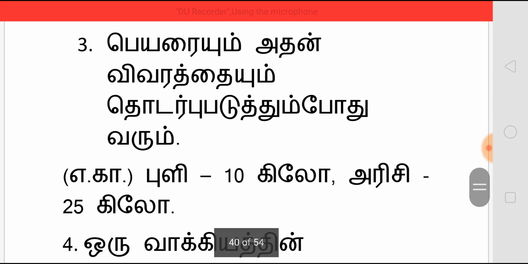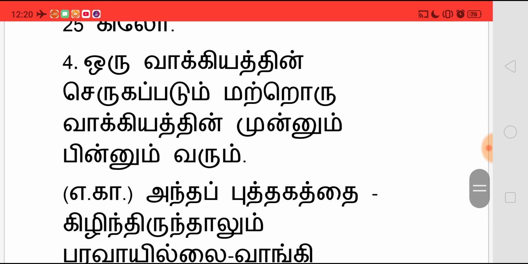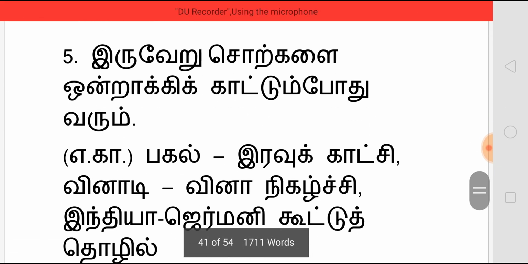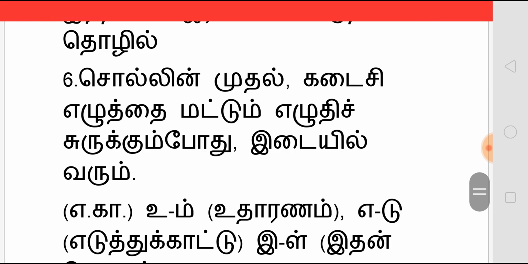And when we are informing the name and information regarding that, also we use it like puli 10 kilo, arisi 25 kilo. And after one sentence, in between, if another sentence is inserted in that, or if it's coming before and after that. For example, அந்த புத்தகத்தை கிழிந்திருந்தாலும் பரவாயில்லை வாங்கிவிடுங்கள். Even if that book is torn, buy it. That time we will use this symbol. And when we are going to show 2 words as one, பகல் இரவு காட்சி, வினாடி வினா நிகழ்ச்சி, இந்தியா ஜெர்மனி கூட்டுத் தொழில். And in front and in the last of a word it can come when it is inserted.